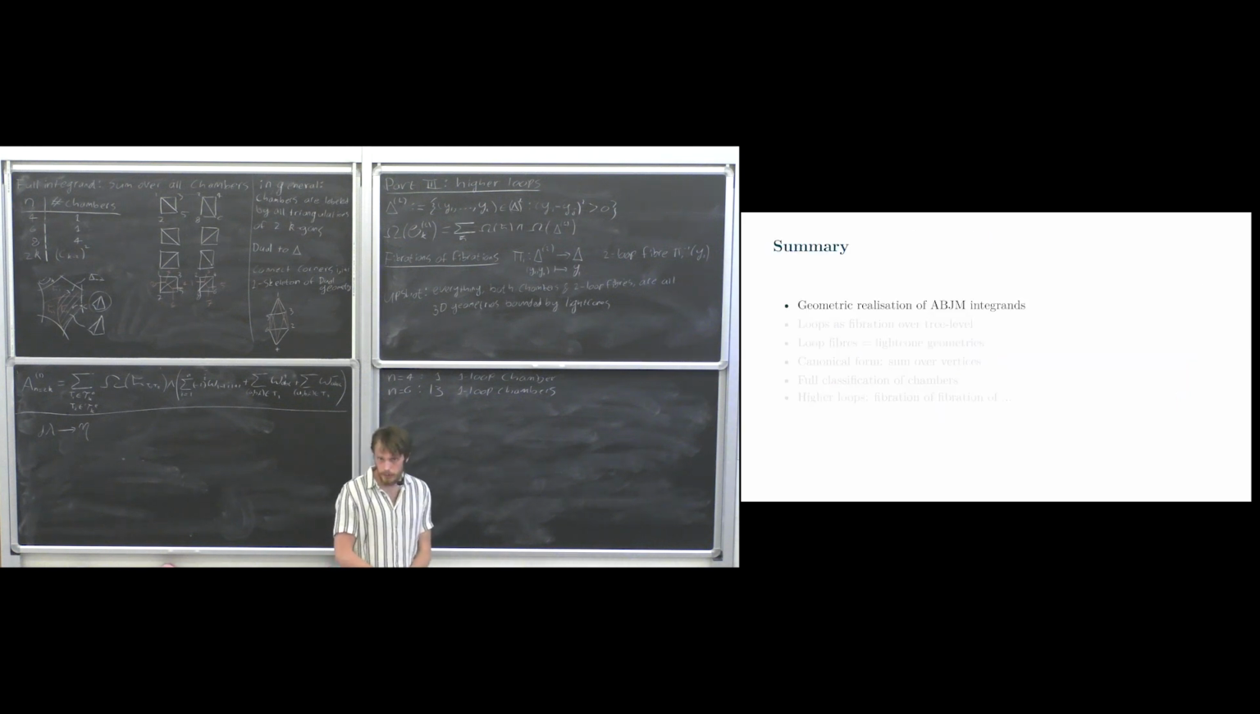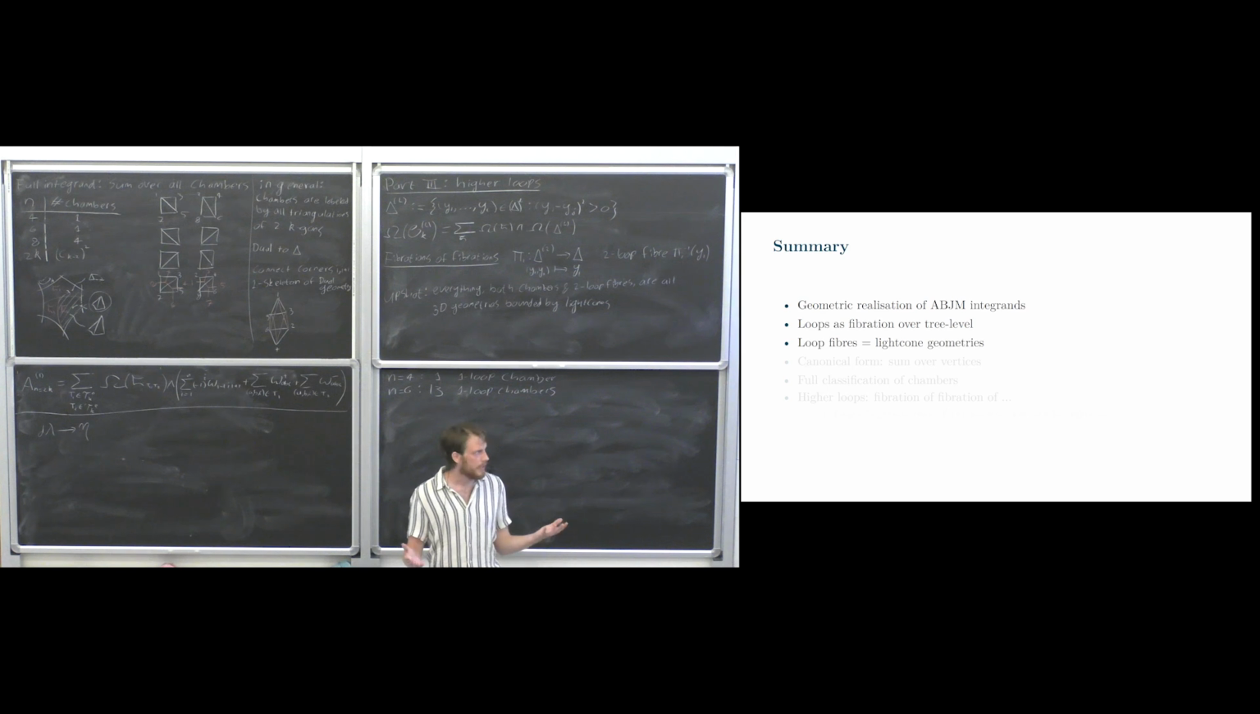So that is about all I wanted to say for 2 loops. To summarize, what we've done today is I've defined for you a complete geometric realization of ABJM integrands for any number of particles, any number of loops, through the ABJM momentum amplitude. In particular, we have looked at the loop level as a fibration over the tree level, which allows us to look at the loop fibers in the dual space, which turn out to be simple geometries, curvy simple geometries bounded by light cones, which we call light cone geometries. And the fact that they are simple allows us to write the canonical form simply by summing over the vertices.